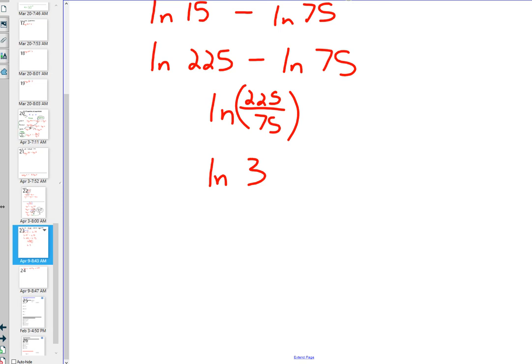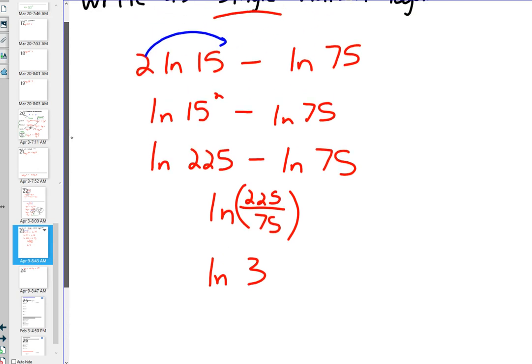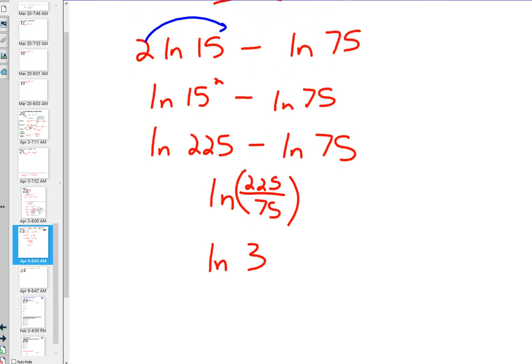I have now accomplished what I wanted to. I wanted to write as a single log. But independent of that, you have to see whether or not that log can be evaluated. And 3 is a constant. I know that it cannot be. Anything involving ln, if you don't see an e there, you aren't going to evaluate it. But just for now, just to get your feet wet, put ln of 3 in the calculator and see what number you get.